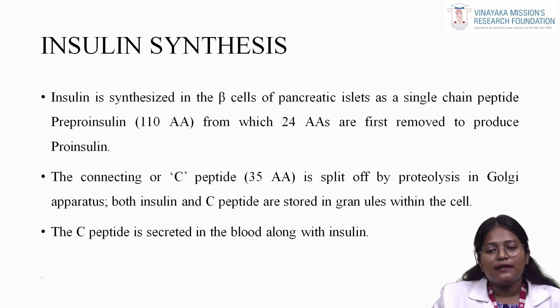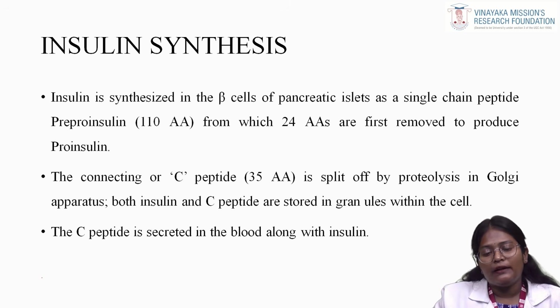Insulin is synthesized in the beta cells of pancreatic islets as a single chain peptide, pre-proinsulin. So the first formation is pre-proinsulin, which has A chain, B chain and C chain. This pre-proinsulin will be converted into proinsulin. After its conversion, the connecting C peptide is split off by proteolysis. What is proteolysis? Lysis means breakdown, proteo means proteins. So the proteins will be broken down in the Golgi apparatus.